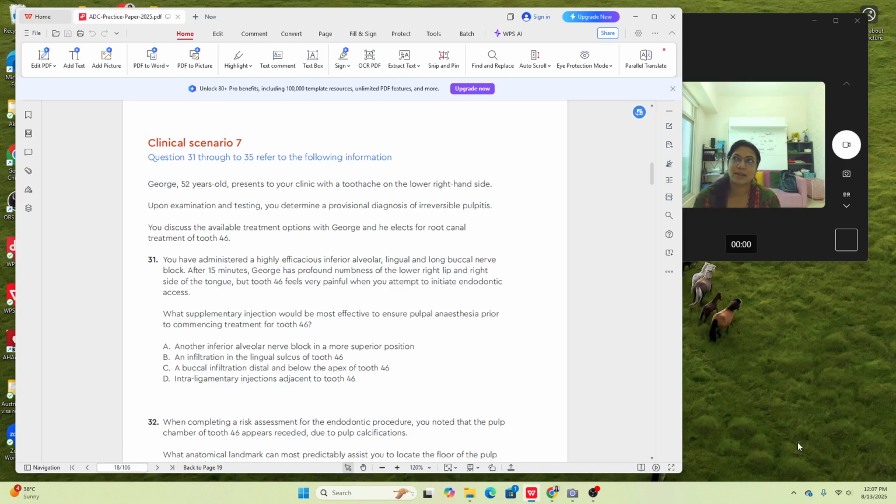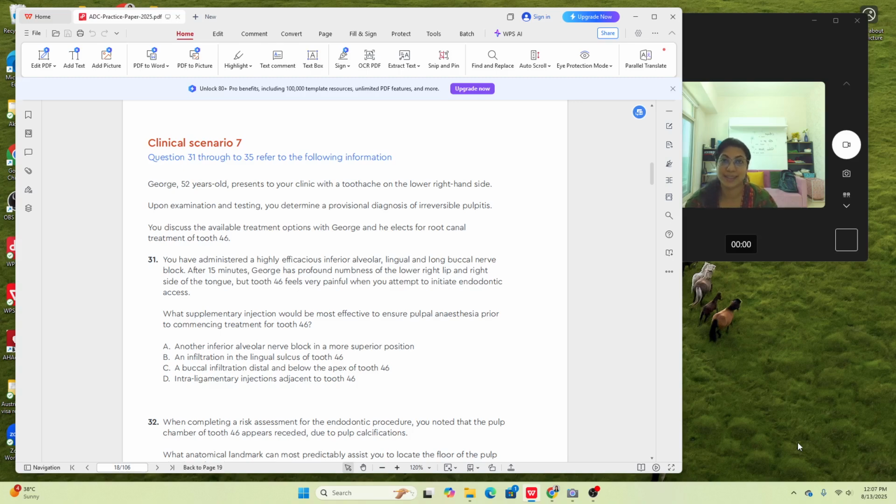Nowadays, usually in practical dental application, mostly people start with intraligamentary injection. If that doesn't work, they proceed to inferior alveolar nerve block. Because single tooth anesthesias work very nicely if given properly, like labial, lingual side, adjuncted with a bit of intraosseous one. You don't have to give a block. But since a block is the traditional method and still it's practiced widely, if that doesn't work, then the supplementary injection that would be most effective to ensure pulpal anesthesia prior to commencing treatment for tooth number 4-6 would be an intraligamentary injection adjacent to tooth 4-6.